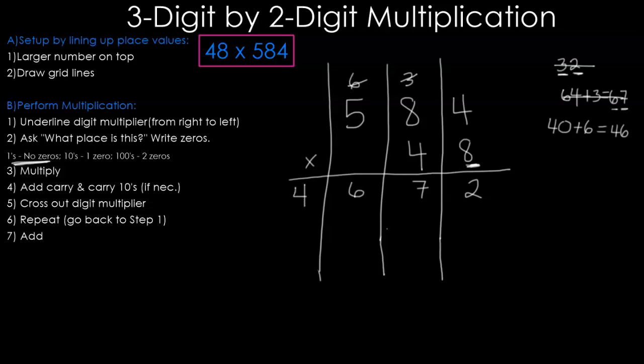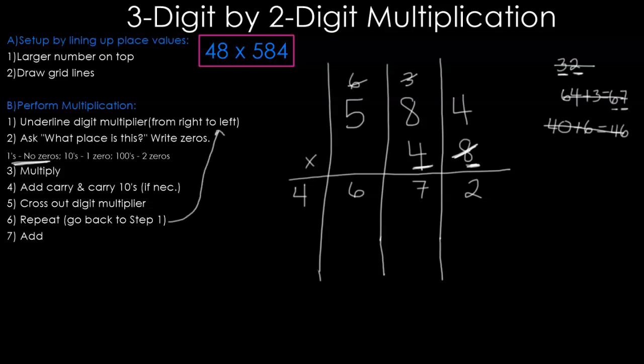here. Okay? So that now we've multiplied 8 times 4, 8 times 8, 8 times 5. Great. Okay? So we're done with this. We wrote the 46, we crossed it out, and we're done with this 8. Okay? So that's step 5. Cross out that digit multiplier. We're done with it. Okay? Now we're going to repeat. We're going to go back to step 1.